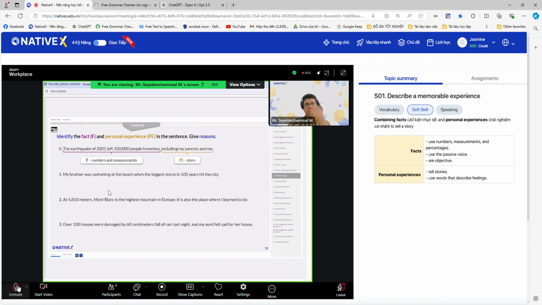Could you please read number 1 and say which part is fact and which part is personal experience, please? Number 1. My brother was swimming at the beach when the biggest storm in 100 years hit the city. My brother was swimming at the beach is a personal experience. And the biggest storm in 100 years is fact.